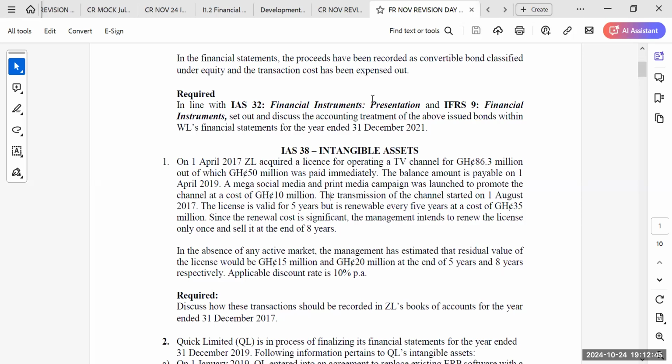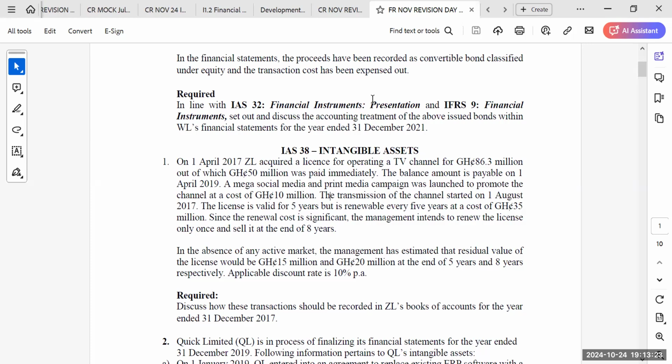Okay. What will be the next? The next issue they spoke about was the advertising cost or the social media campaign of 10 million. We said that whether we incur this advertisement cost or not, it does not add value to the TV channel we are operating. So we expense this 10 million, we don't add it to the cost of this intangible asset.